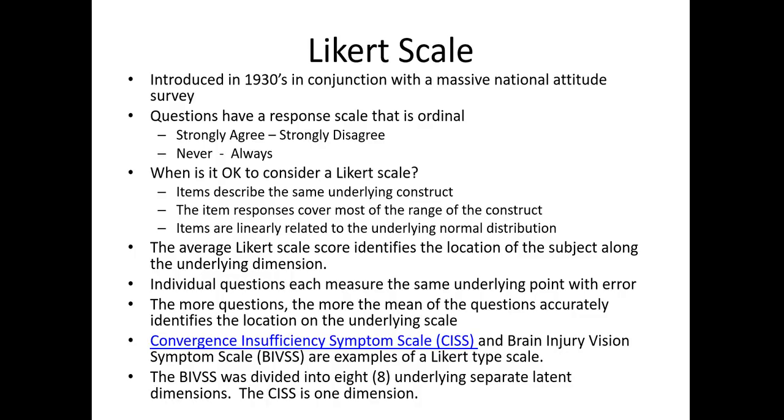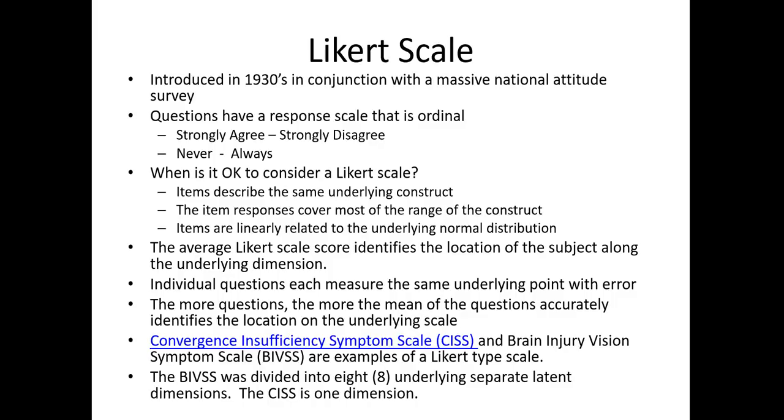The more questions you have, the better the mean is identified, the more accurate it is. Remember, the idea of this mean is to locate the point on the underlying scale where the person falls. The convergence insufficiency symptom scale and the brain injury symptom scales are examples of Likert type scales. The BIVS was divided into 8 underlying separate latent dimensions. The convergence insufficiency symptom scale is just one dimension, though I suspect it could probably be divided into several.